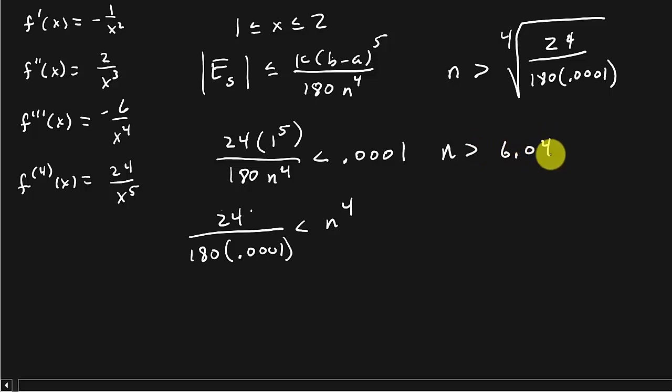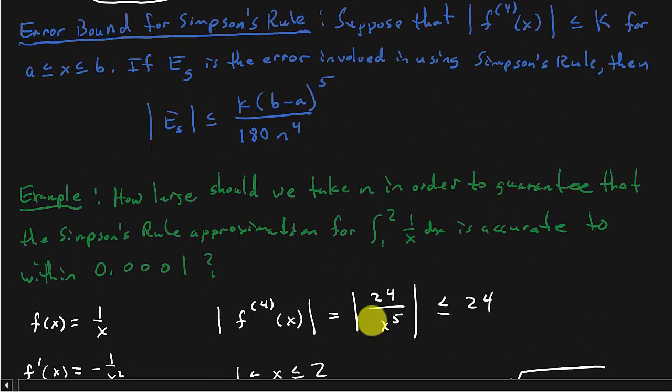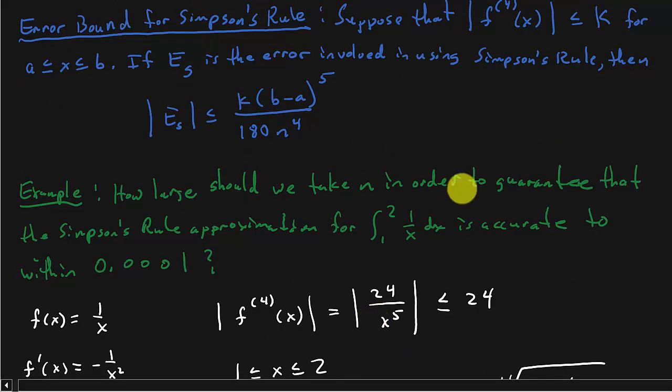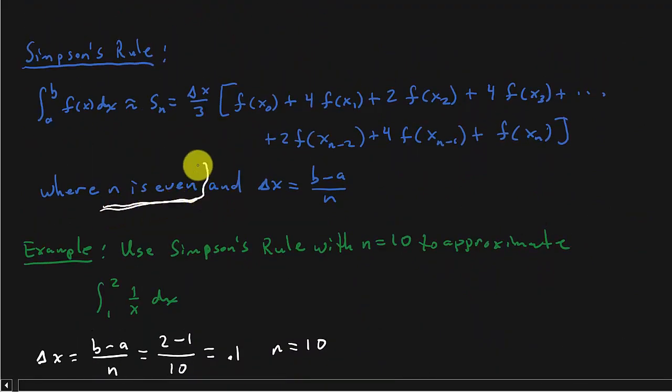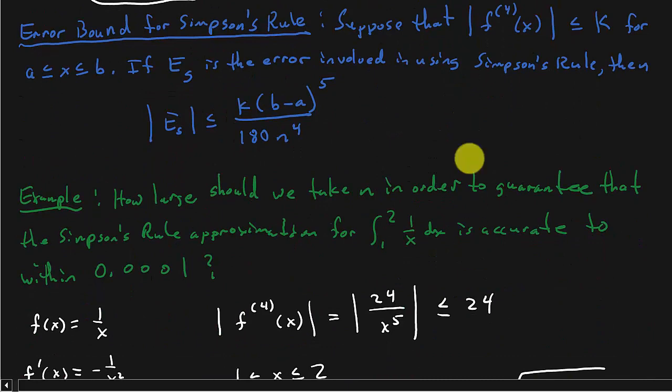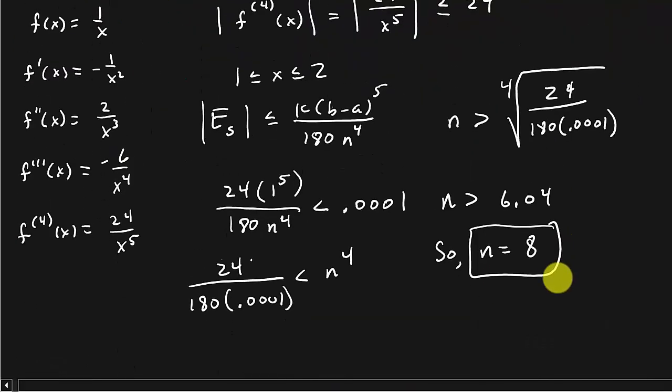So n is greater than 6.04. And so we get n is equal to 8. Don't say 7. It's 6.04, so that means n has to equal 8. And why is that? Because remember this: n is even. So you can see to approximate using Simpson's rule, we only need n equals 8. Remember what we found in the other ones? I think it was, what was it?